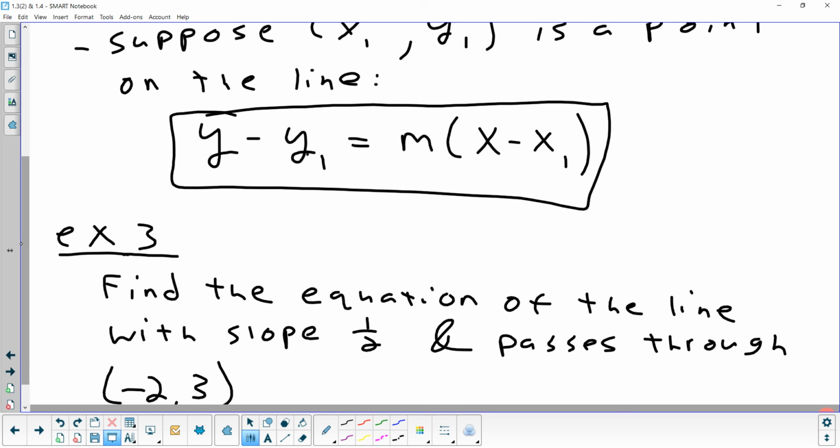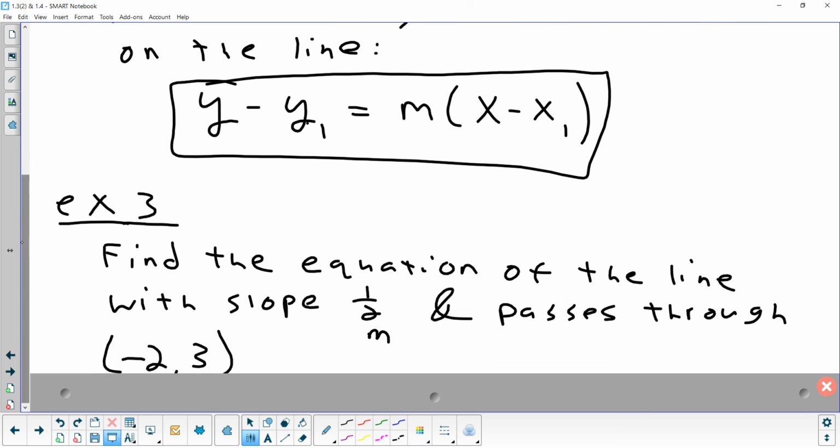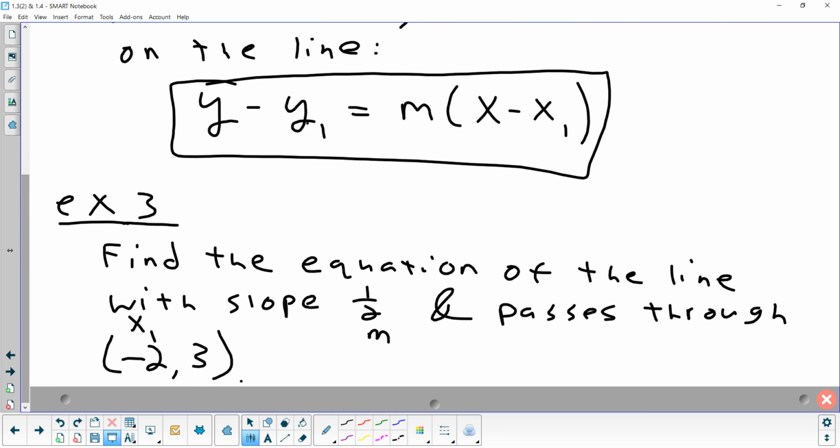So Isaac, that 1/2 is going to be plugged in for what letter? M. Yep, good. That's my m. How about the -2? Chloe, what's the -2 going to get plugged in for? X. Yep, x1. And Matt, what about the 3? y1. Okay, let's fill those in.